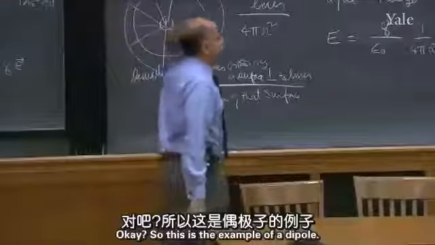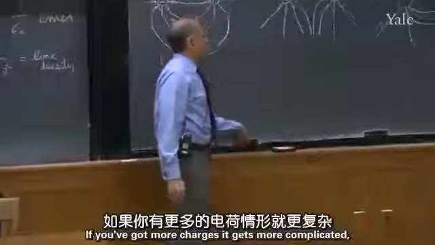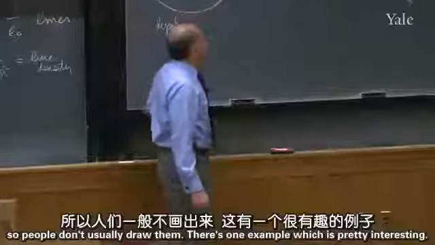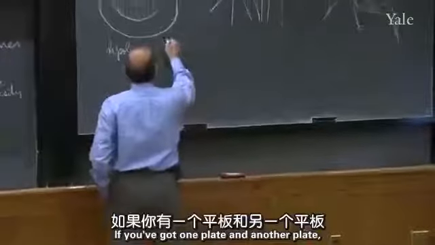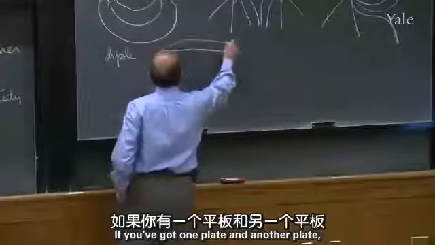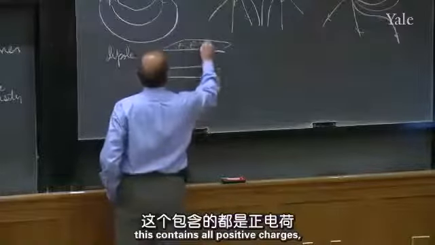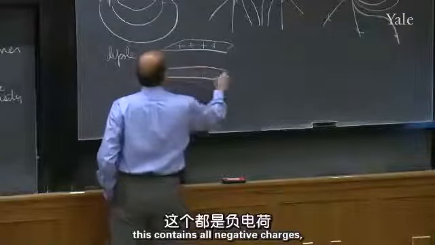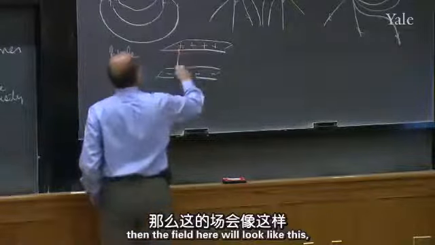Okay, so this is the example of a dipole. If you got more charges, it gets more complicated. So people don't usually draw them. There's one example which is pretty interesting. If you got one plate and another plate, this contains all positive charges, this contains all negative charges, then the field here will look like this.